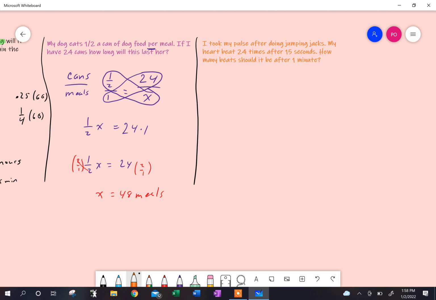And then the last one says, I took my pulse after doing some jumping jacks. My heart beat 24 times after 15 seconds. So I'm talking about beats, and I'm talking about seconds. And it says, how many beats should it be after 1 minute?